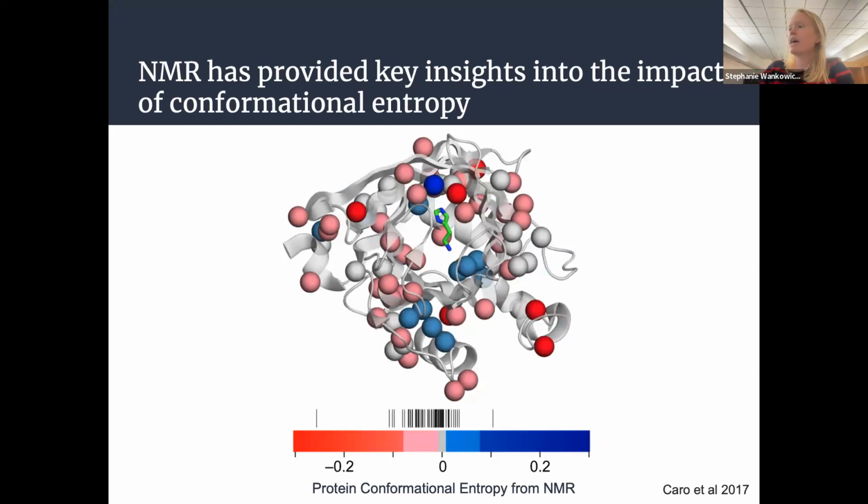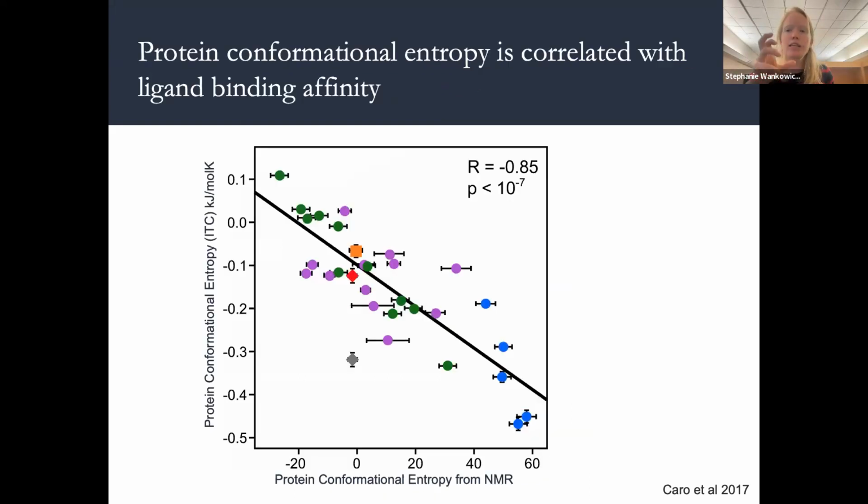Here you're looking at red or blue dots that indicate the amount of disorder that different methyl groups have in NMR, with red being those that become more disordered upon ligand binding, blue less disordered. And if we look at the distribution between protein conformational entropy on the x-axis, what we were just looking at with the red or the blue average, and the protein conformational entropy using ITC, and this is taking care of solvent and ligand entropy, we can see that there's this nice correlation.